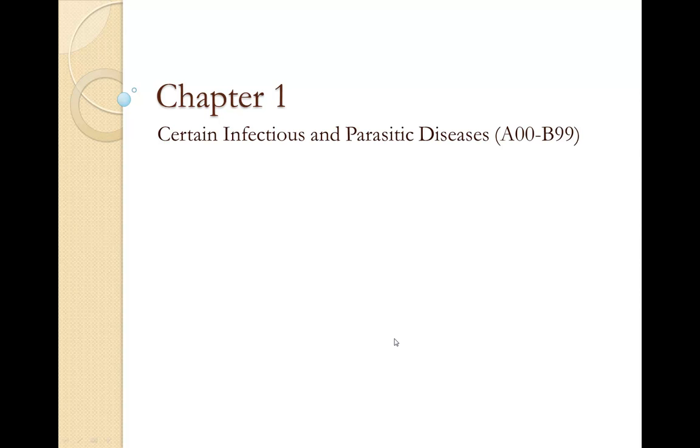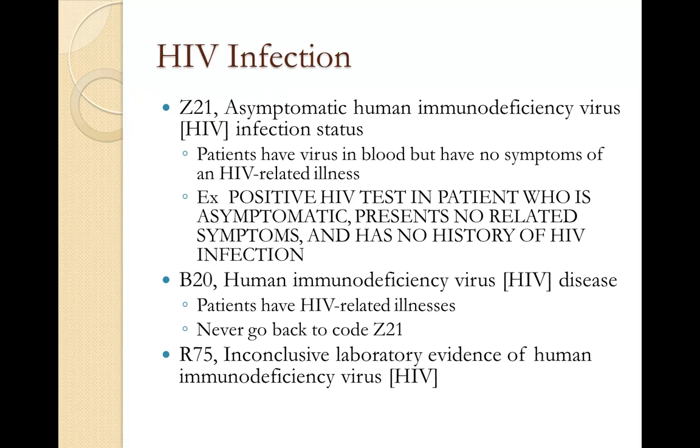Okay, we're getting into the first official chapter of ICD-10-CM. Chapter 1, Certain Infectious and Parasitic Diseases. So we start with the letter A. We have A00, and we go through the letter B, B99.